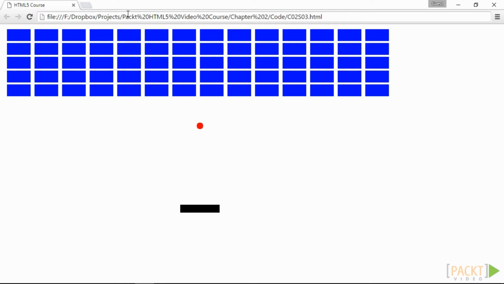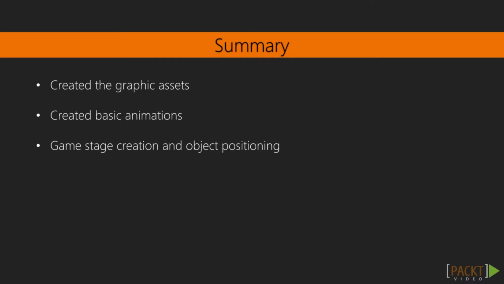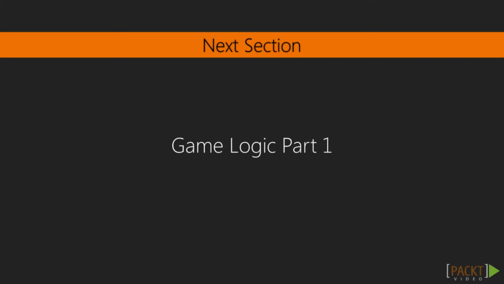So now we have the complete stage of the breakout game. Congratulations! Now you know how to create the game stage and position the various objects along the screen. In this section, we've learned how to create the basic game assets in order to be able to create the game stage before we start working on the actual game logic. In the next section, we're going to discuss the game logic.